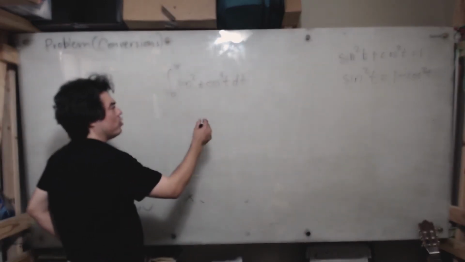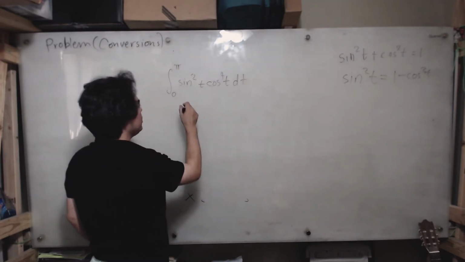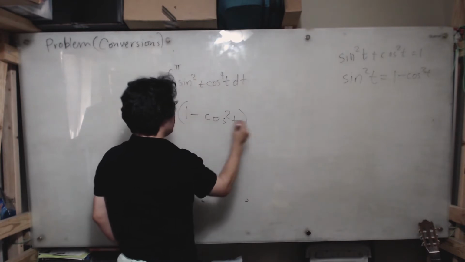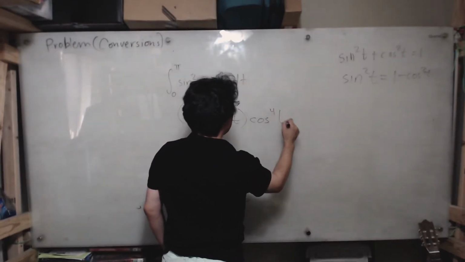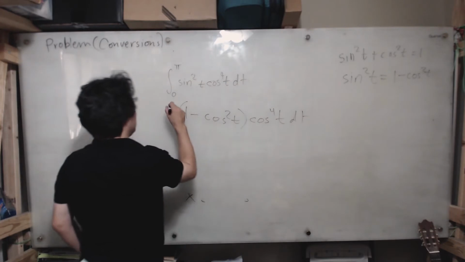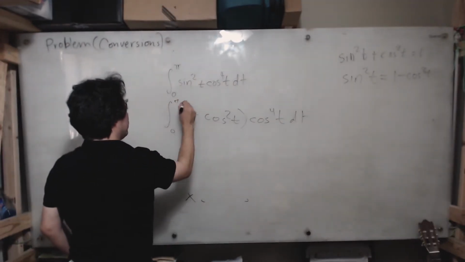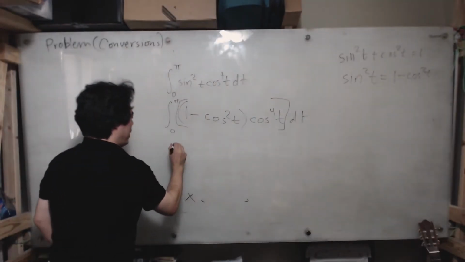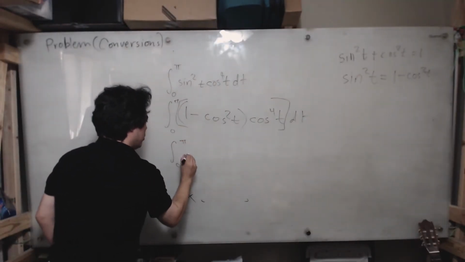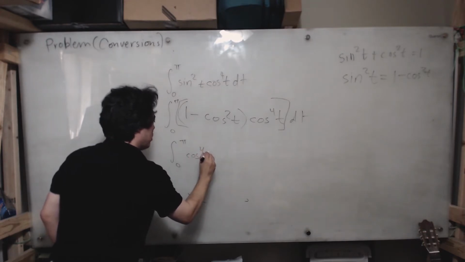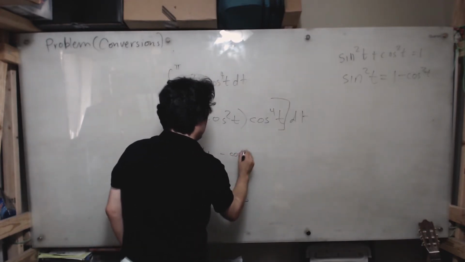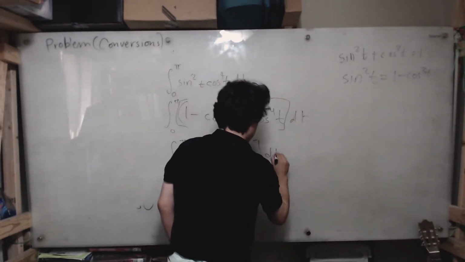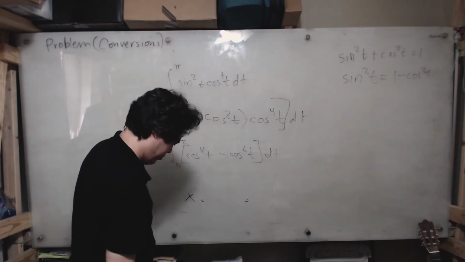So let's try this out. What if I did this? What if I did 1 minus cosine squared t, then cosine to the 4t dt, integral from 0 to pi. Okay, like this. So then I can distribute and I get the integral from 0 to pi of cosine to the 4t minus cosine to the 6t dt.